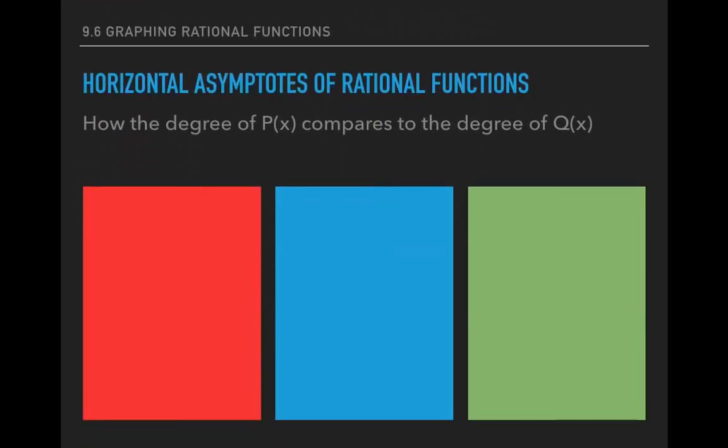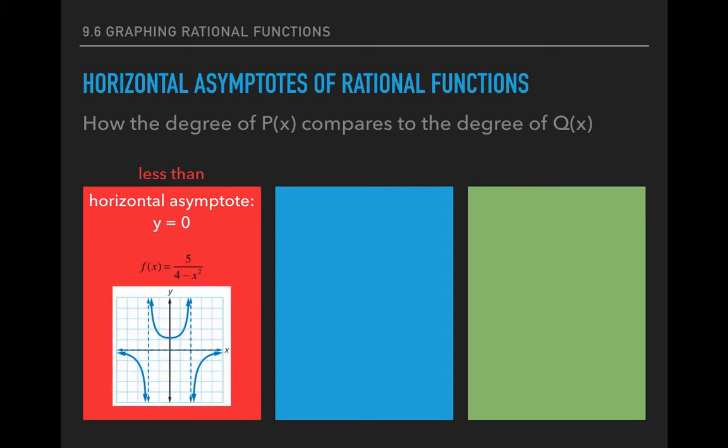Now let's talk about horizontal asymptotes and how the degree of your numerator compares to the degree of your denominator. That's going to determine the type of horizontal asymptote. I'll say that again. How the degree of your numerator, p, compares to the degree of your denominator, q, is going to determine your asymptote. So if the degree of p is less than the degree of q, you're going to have a horizontal asymptote, and it'll be the line y equals 0.